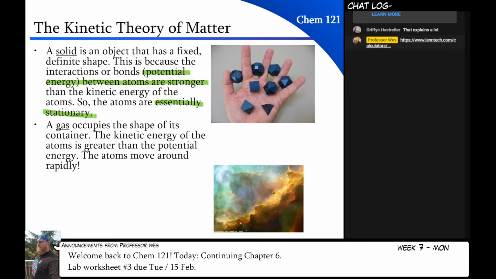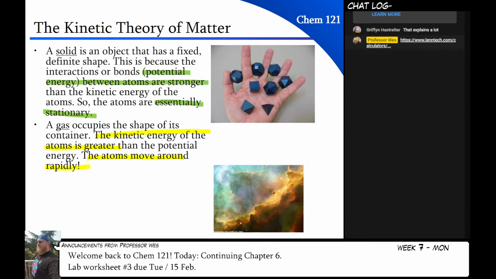What about a gas? A gas is the opposite. So gases expand pretty much in all directions as far as they can. So their kinetic energy is very high, and particles move very, very quickly. So those are our two extremes. Solids, the molecules are stationary. Gases, the molecules move around a lot. Only gases have the high kinetic energy state. Solids have the low kinetic energy state. They have a high potential energy state instead.